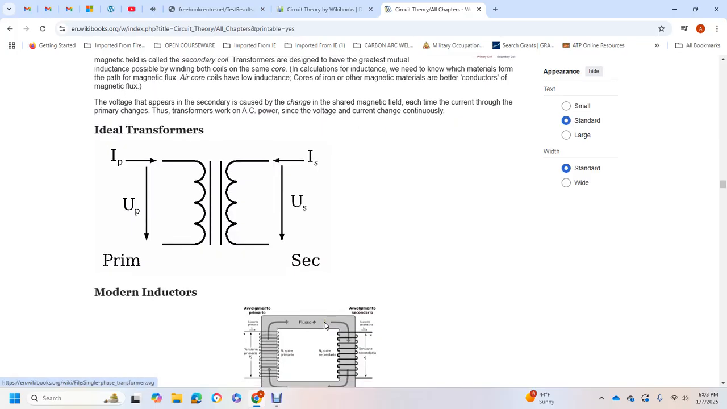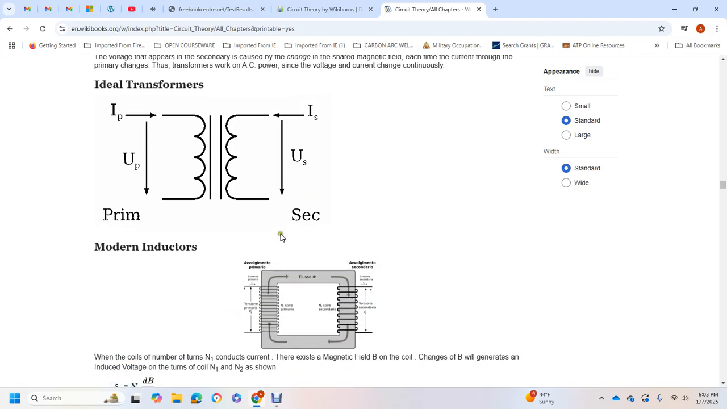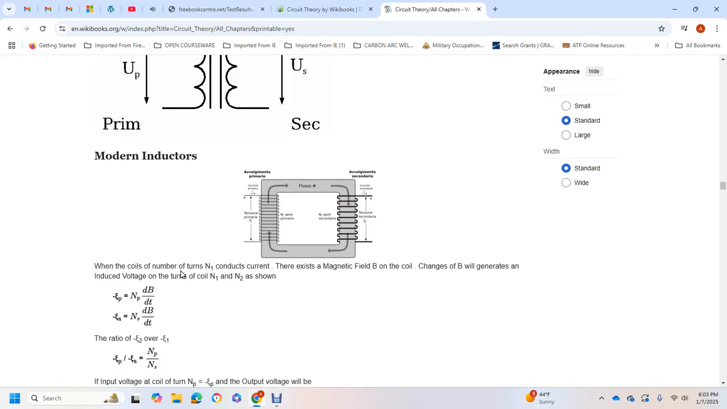Here you have an ideal transformer, with the core in the middle and the primary and secondary coils. In a modern inductor, the coil of N turns carries current, and the magnetic field B on the coil changes, which generates the induced voltage. The number of turns of coil 1 and coil 2 are shown.